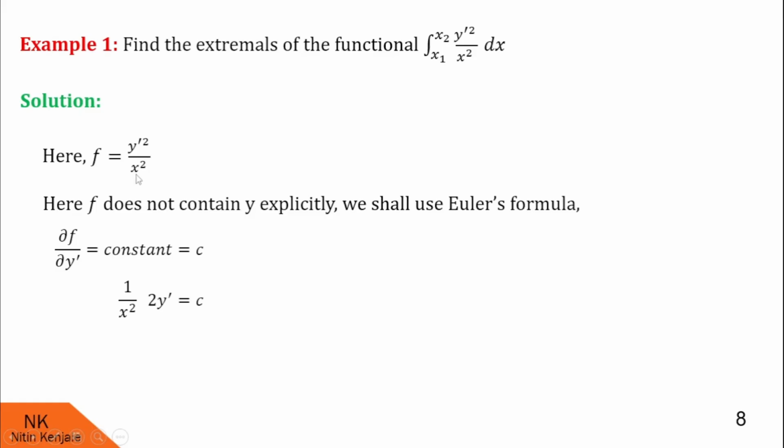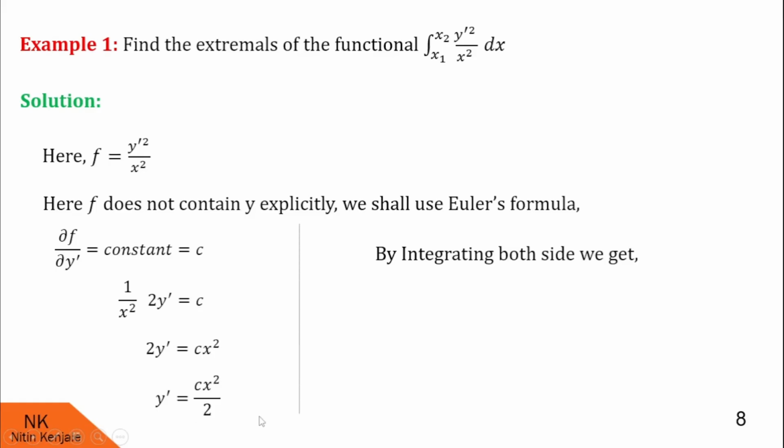So here, keeping 1 by x square constant and differentiating only y dash, we get its derivative 2y dash is equal to c. Simplifying which, we get 2y dash is equal to cx square, then y dash is equal to cx square upon 2. Finally, to find out y, I'm going to integrate both the sides with respect to x.